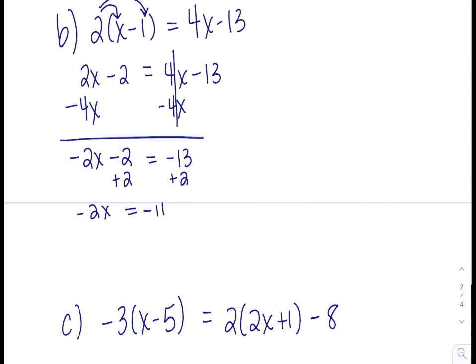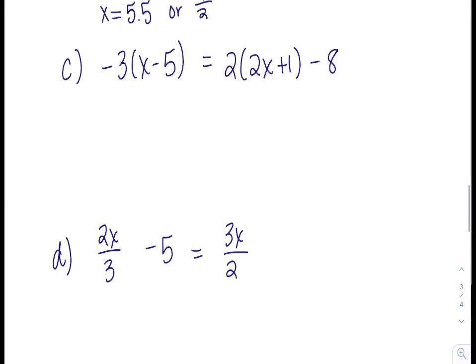Finally, when we have negative 2x equals negative 11, divide both sides by negative 2. And in this case, negative 11 divided by negative 2 will make a positive, and you can have that as 5.5 or 11 halves. Either one is an appropriate answer.